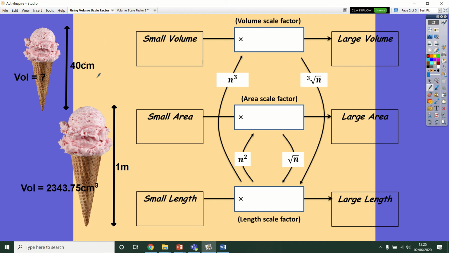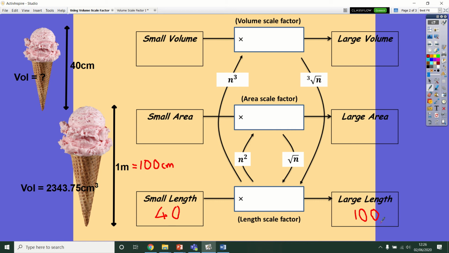Again, we've got both of the lengths on it. The height of this one's 40 centimetres. This one, though, is 1 metre. I can't look for a scale factor yet because the units don't agree. So before you do anything, just double check and make sure that units match. I can turn a metre into 100 centimetres, and then I can compare it a lot more easily to the 40. We'll put the lengths in, shall we? 40 and 100 now.